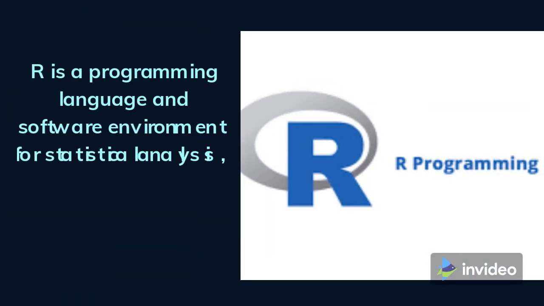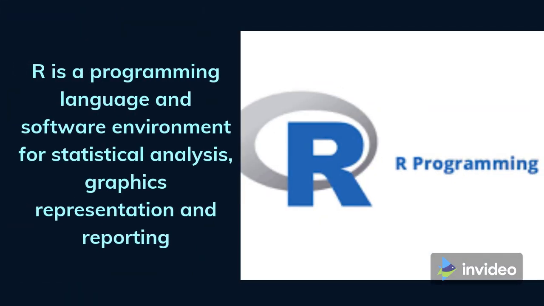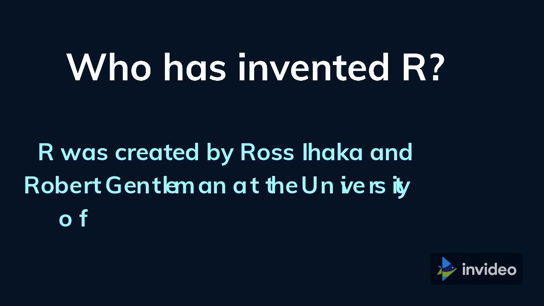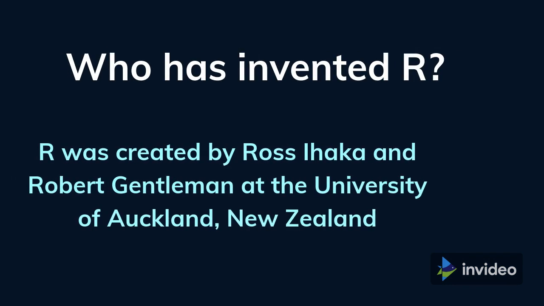R is a programming language and software environment for statistical analysis, graphical representation, and reporting. R was created by Ross Ihaka and Robert Gentleman at the University of Auckland, New Zealand. It is currently developed by the R Development Core Team. The core of R is an interpreted computer language that allows branching, looping, as well as modular programming using functions.